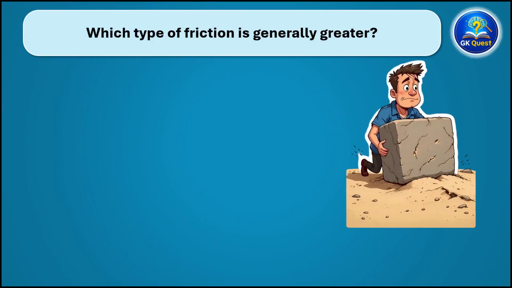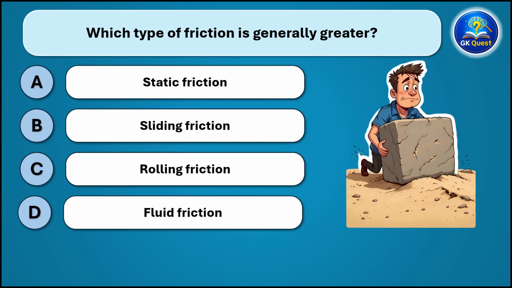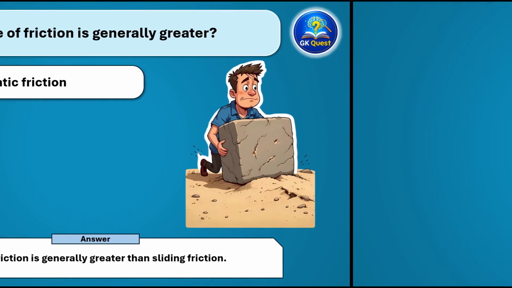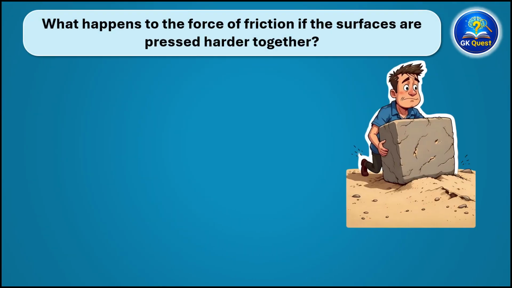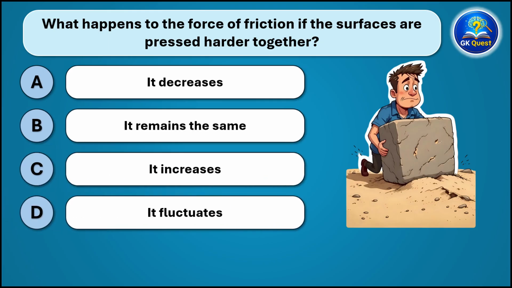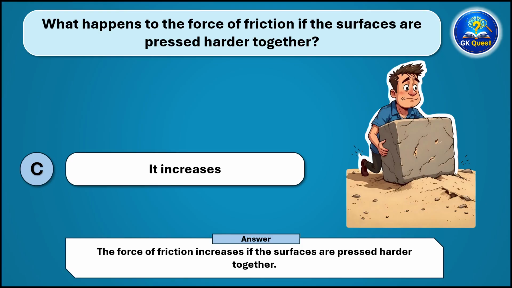Which type of friction is generally greater? And the correct answer is static friction is generally greater than sliding friction. What happens to the force of friction if the surfaces are pressed harder together? And the correct answer is the force of friction increases if the surfaces are pressed harder together.